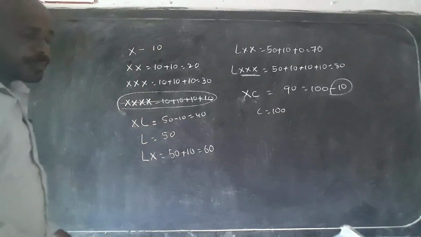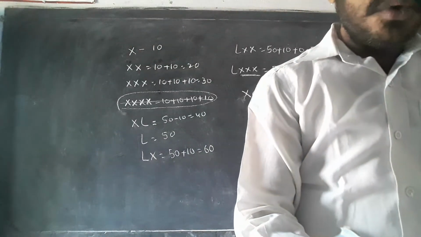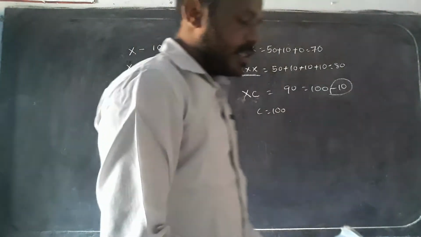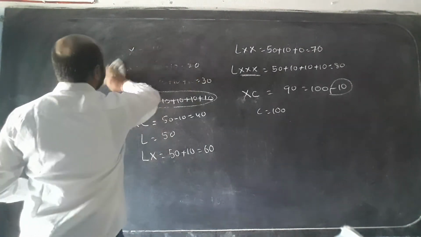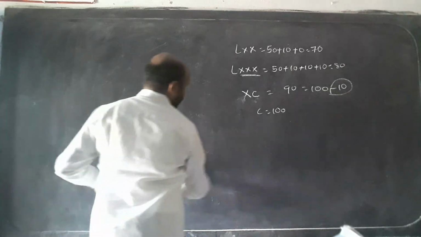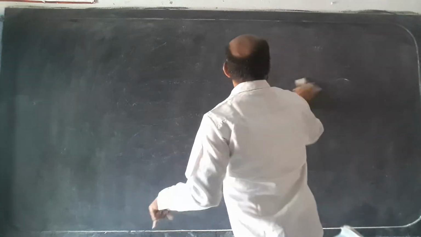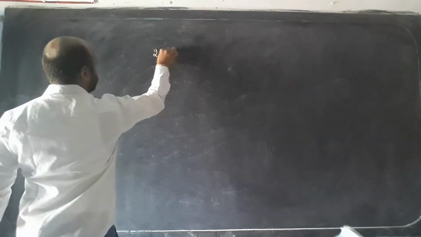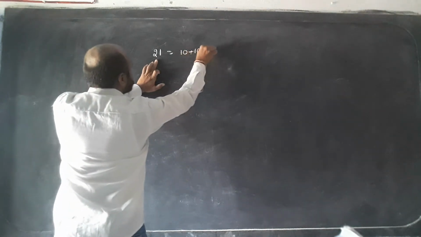Next, if the number is in numerals, how do we write the Roman numbers? See, children. For example, 21. 21 means we have to write 10 plus 1.